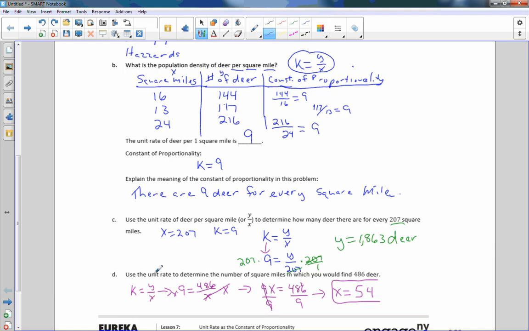And what is that? Use the unit rate to determine the number of square miles. It would be 54 square miles. 54 square miles would have 486 deer living there.